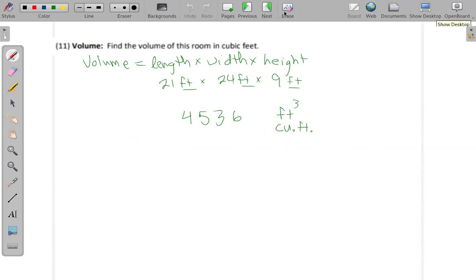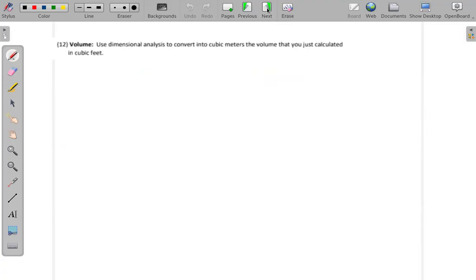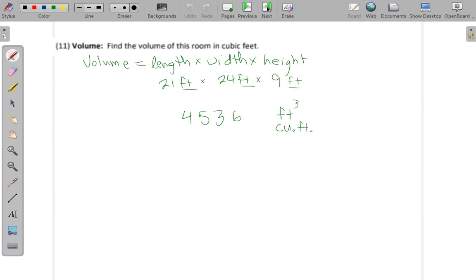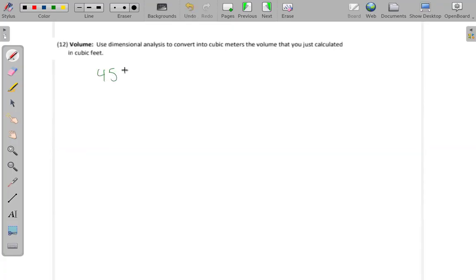All right, next. Use dimensional analysis to convert cubic feet into cubic meters, the volume we just calculated, in cubic feet. Okay, so let's see. We're going to do this in a couple of different ways. So I'm starting off with 4,536 feet cubed. And I need to multiply this by something to get rid of feet cubed and convert to meters cubed. And there are several multi-step processes to this. I'm going to show a two-step process for this.